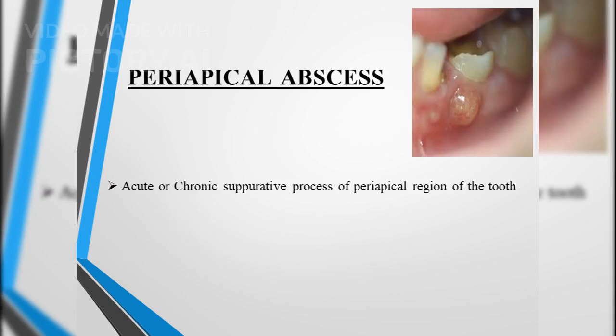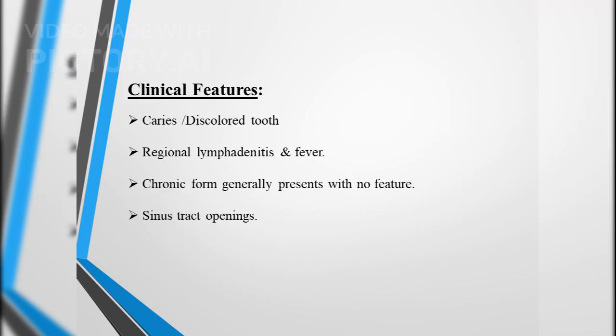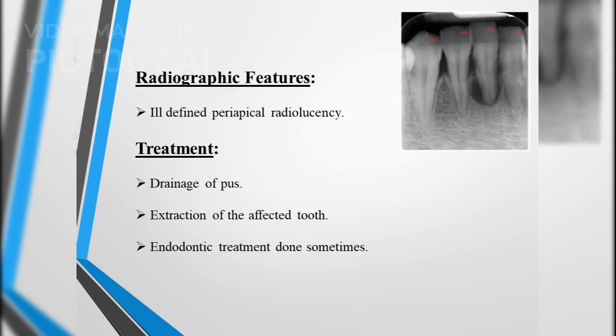A periapical abscess is an acute or chronic suppurative process in the periapical region, often associated with a discolored tooth and sinus tract openings. This condition may present with regional lymphadenitis, fever, and sinus tract openings, especially in its chronic form. Radiographically, a periapical abscess shows ill-defined radiolucency. Treatment involves drainage of pus and sometimes endodontic procedures.